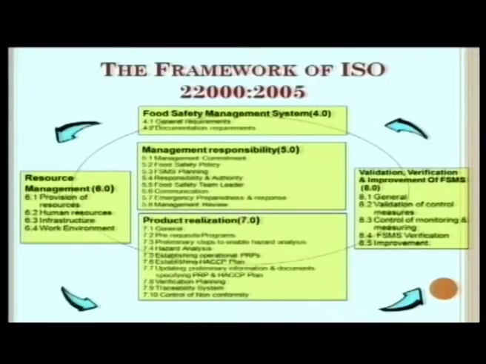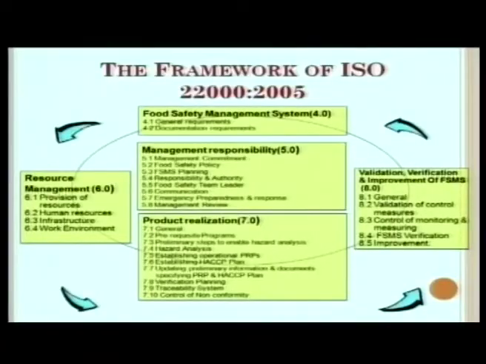Responsibility and authorities should be defined. A food safety team leader should be designated, meaning this person is going to be the food safety team leader. There needs to be a communication channel, meaning how you are going to communicate with the external stakeholders and how you are going to communicate with the internal stakeholders. All these things need to be described.